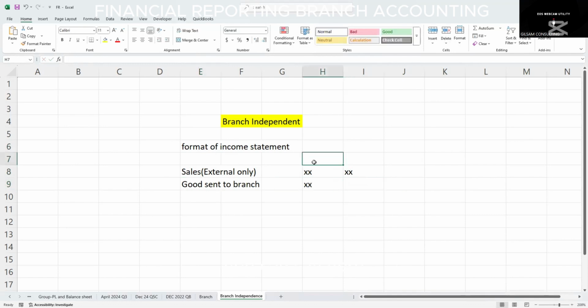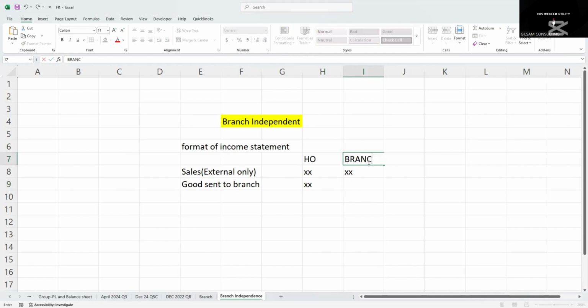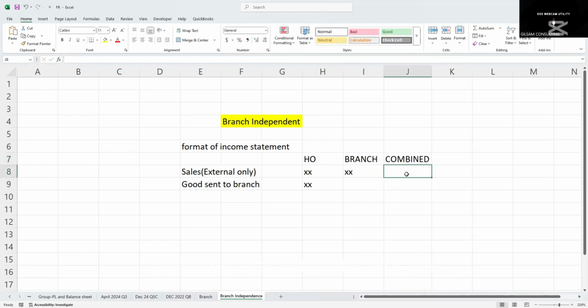So you can say here this is head office, HO, this is branch, and then combine. So the total will be this plus this. For goods sent to branch, we don't have it for the branch, and even for the combine, we don't have it. And then you get the total. That one will give us the total sales.